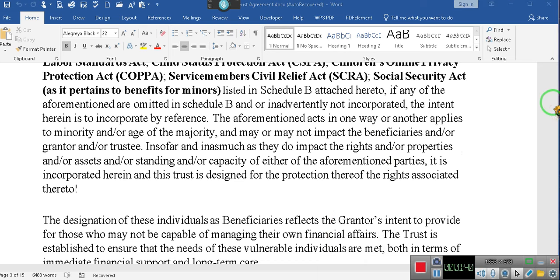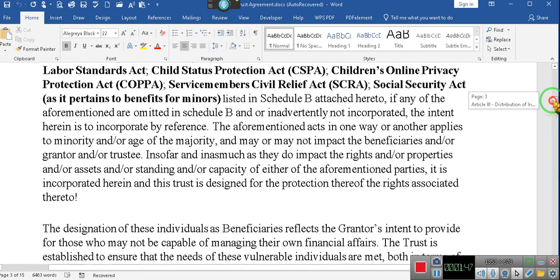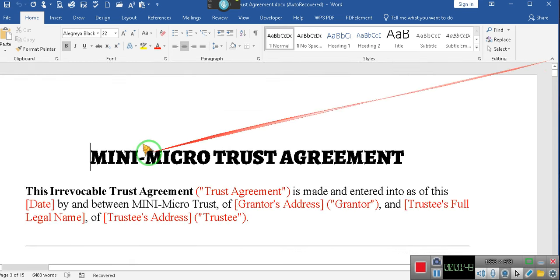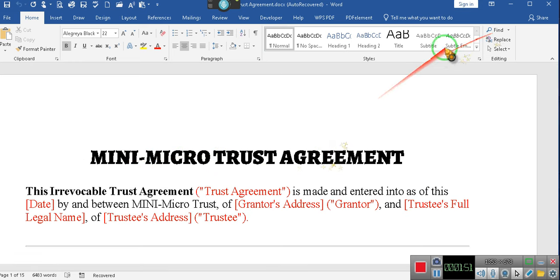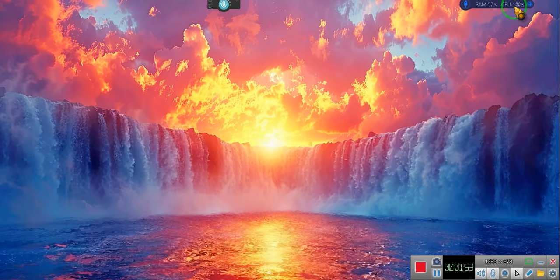Hold on, I just want to make sure I wait till my screen refreshes, because right now I started Windows too quick and it don't appreciate when I jump and ship. This is the mini micro trust agreement. This is the third trust in the combination of three trusts.